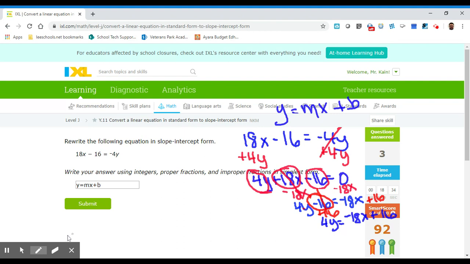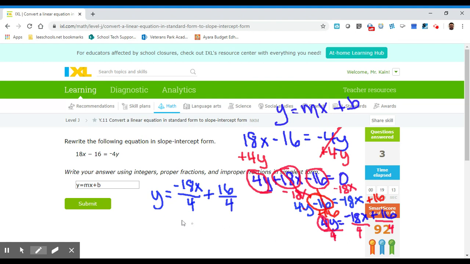We just need to get rid of this 4. We call that a coefficient. We're going to divide by 4. Divide this by 4, and we're going to divide this by 4. So what does that do? That cancels this out, leaving just y on the left. I'm running out of space, so I'm going to write it over here. And then negative 18x over 4, and 16 over 4.